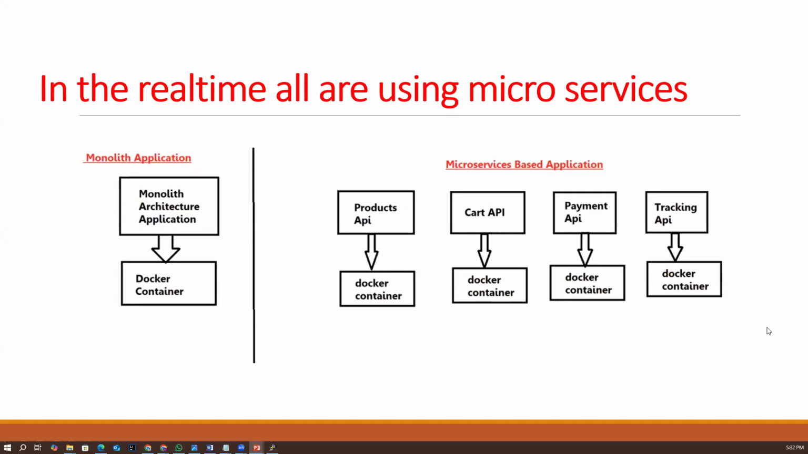A monolithic architecture application runs in one Docker container. For a microservice based application, take your e-commerce site: there is a product API. Once you select the products, you move to the cart. Cart is one API, deployed on one container. Next is payment. Once the cart is added, we need to pay. That is the payment API. For every microservice there will be a different port, a different container.